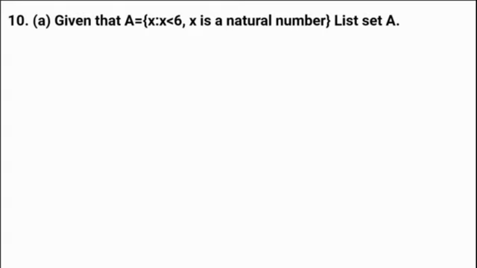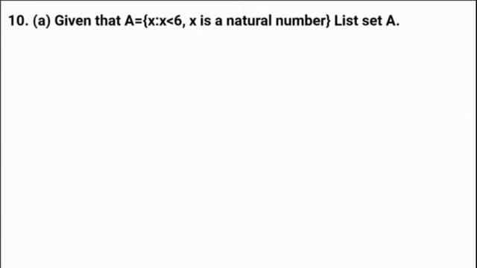Question 10a was given that A is equal to x such that x is less than 6. x is a natural number. List set A. Okay, so this is the statement we are given, and then they have used set builder notation to describe set A. So they want us to list set A.